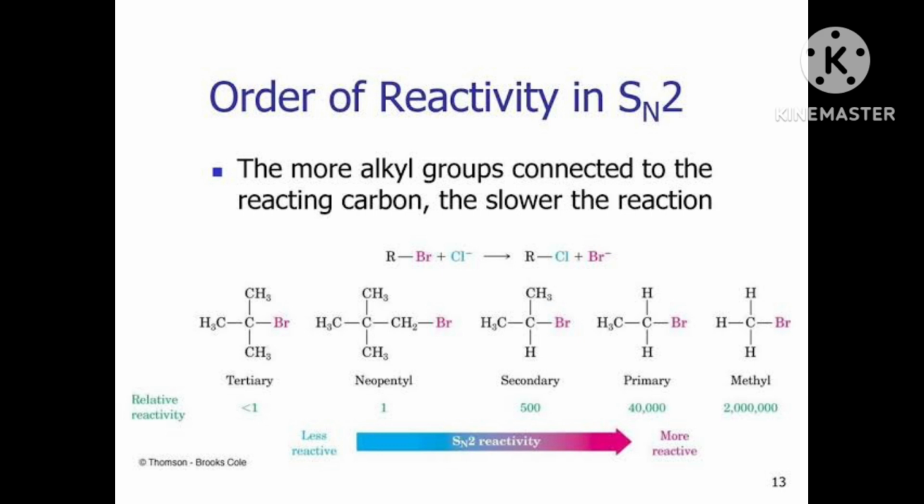And the reverse of this is in SN1. If more bulky groups are there, the reaction will be faster, because they will stabilize the carbocation.